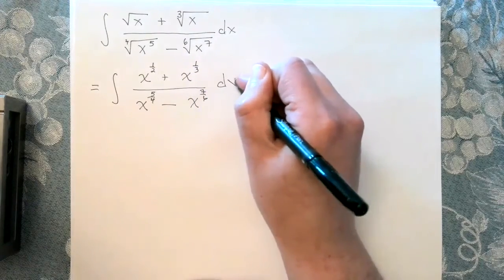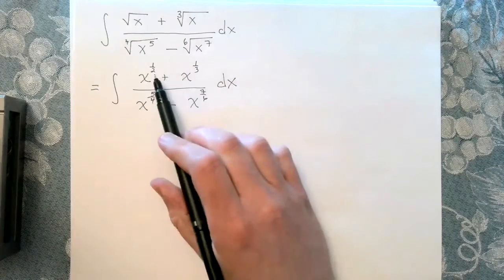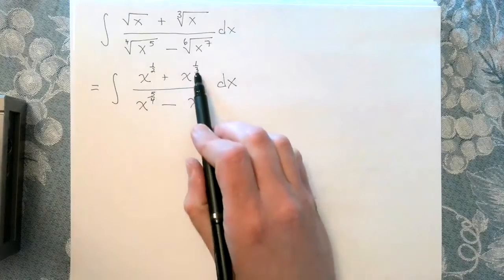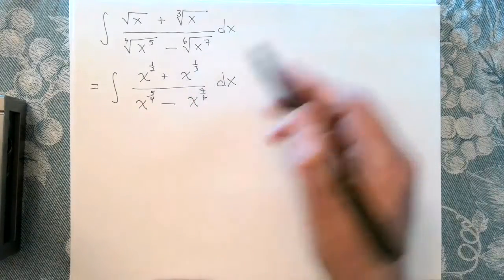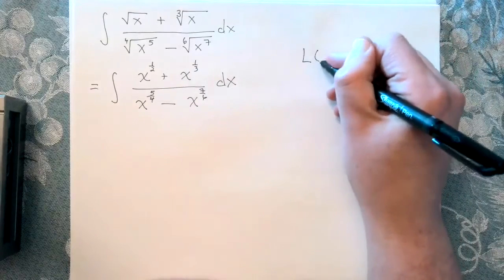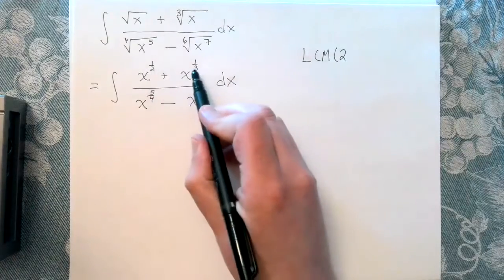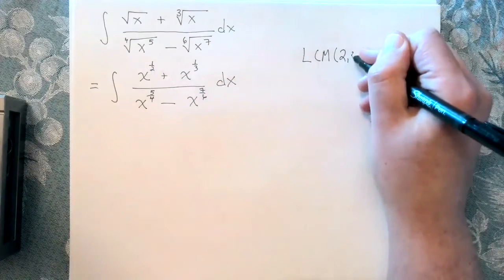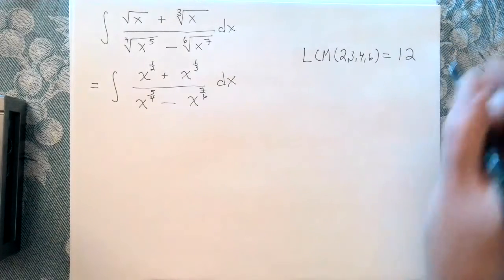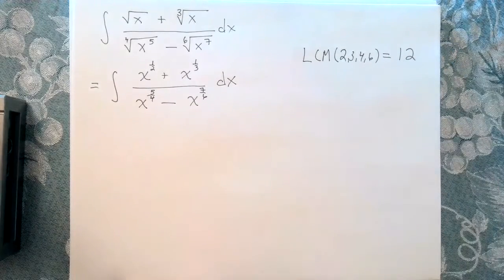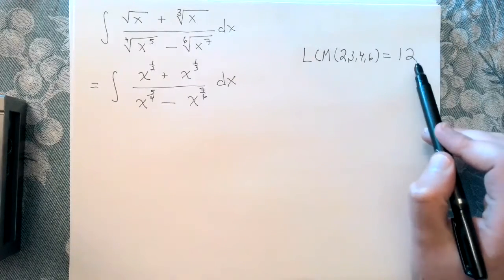And of course, you might be looking at this and saying, what on earth are we going to do with this? The key is to look at the denominators of all of these fractional exponents. I want to consider the least common multiple of all of the denominators. So I want the least common multiple of 2, 3, 4, and 6. And that, of course, is 12. That's the smallest number, the least number that they all go into. This is going to inspire my substitution.